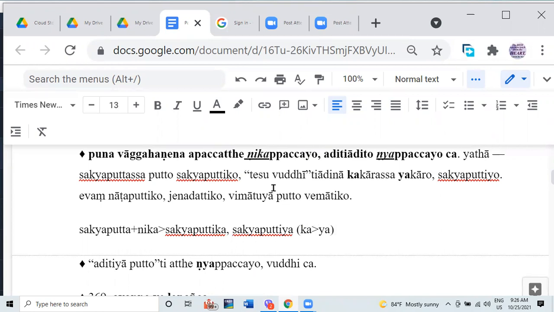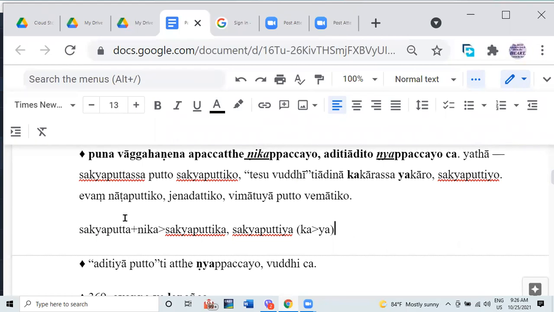Ka of Sajabodhika changes to ya. Kagarasa yakaro. Ka changes to ya, so we get Sajabodhiyo. Also the same meaning: the son of Sajabodha.